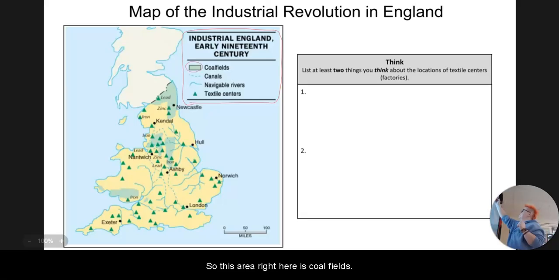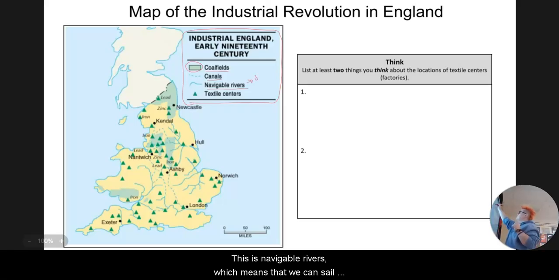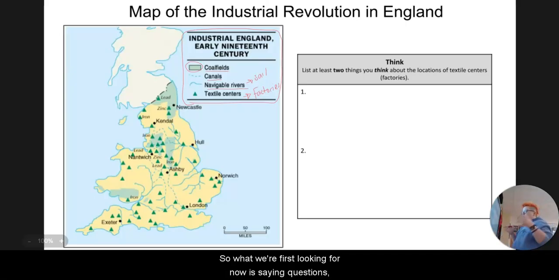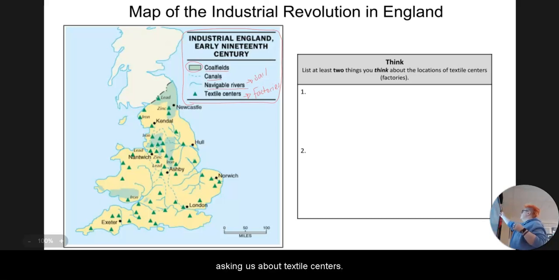So this area right here is coal fields. The dotted line is canals. This is navigable rivers, which means that we can sail in them. And then textile centers, aka factories. So the question is asking 2 things that you think about the location of textile centers and factories. So what we're first looking for now is saying questions asking us about textile centers. So we're going to the textile center.